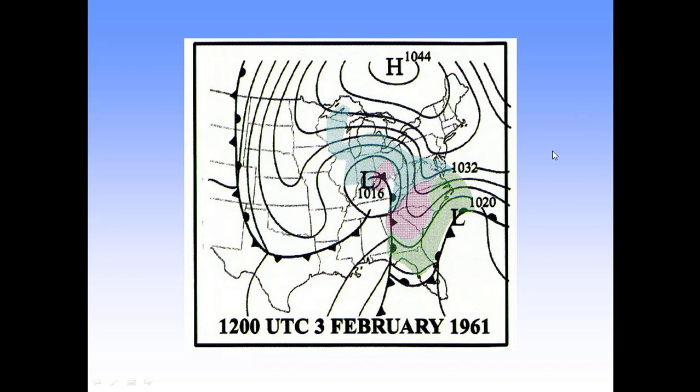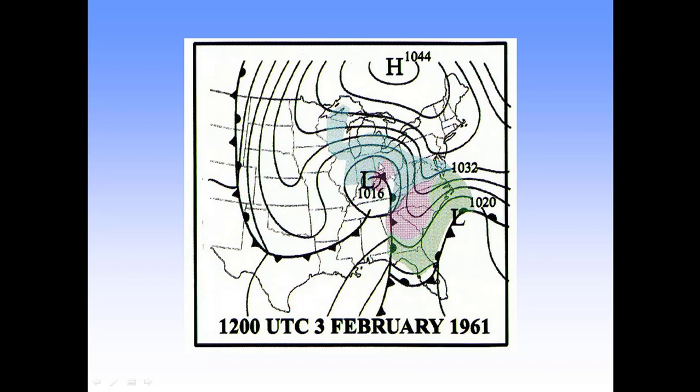So now here's another system. This is February 3rd of 1961. Here's the 12Z surface map. Again, what you notice, you have a large area of high pressure sitting north of New England in southern Canada. A 1044 millibar high, quite a large area of high pressure.